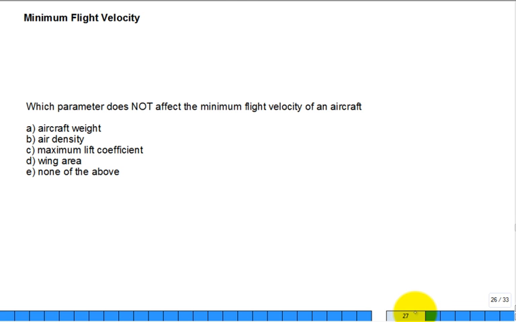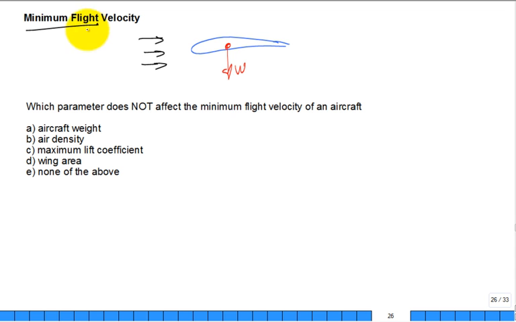Minimum flight velocity. So I have this wing, this airfoil, and I know it's attached to an object that's streamlined, but think of the object and the wing all have some mass, and they all have some weight W. And here's my flow coming at it, and there's a minimum velocity in order to achieve flight. What do you mean by flight? What is special about flight? The lift force has to be greater than or equal to the weight of the object.